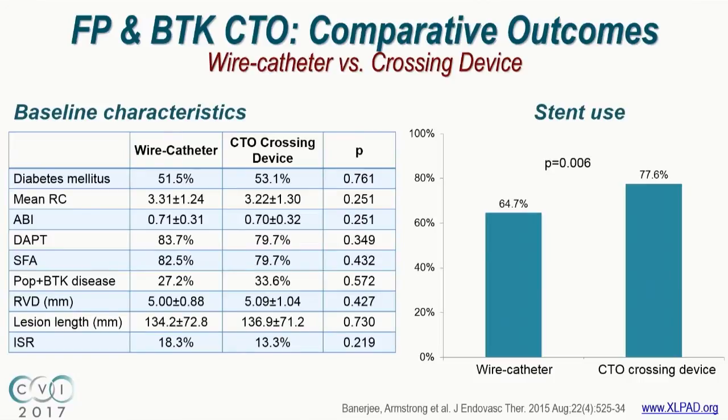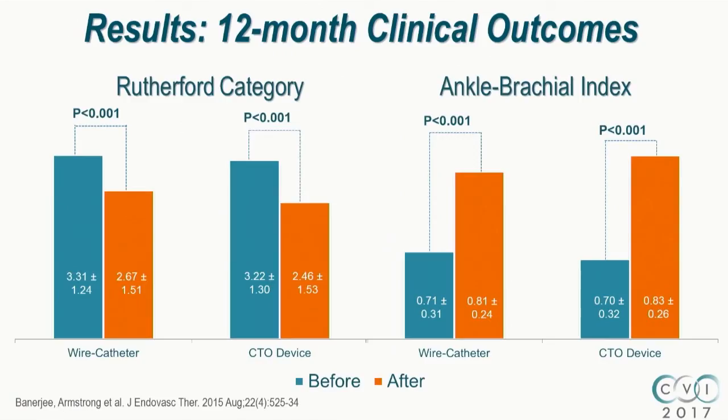Why is this so? Here is a comparison of all the features between the Wire-Catheter and CTO Crossing device, and what I think Mark indicated is that we definitely saw a larger use of stent, which I think could have indicated the greater durability in the intermediate term. I think this could be completely flipped if we followed the patients longer, and there could be more restenosis, but that is the data as it currently stands.